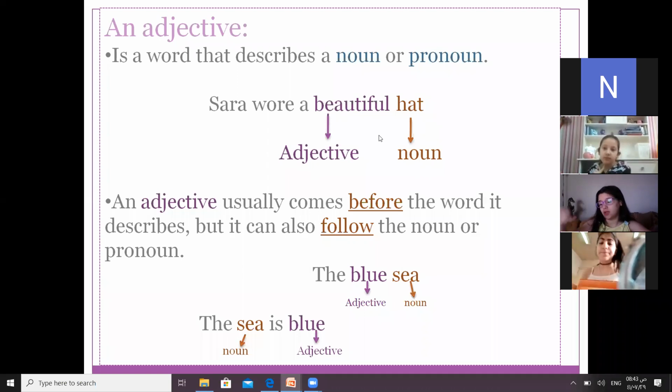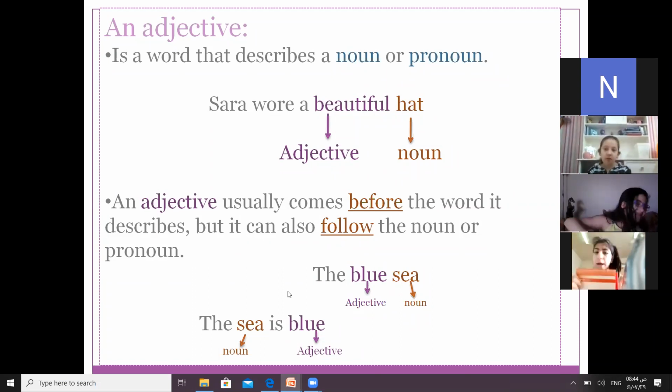So always in an adjective, we are describing what? We are describing the noun. An adjective usually comes before the word it describes, and sometimes it can also follow the noun or the pronoun. Sometimes the adjective comes before the noun, and sometimes after the noun.